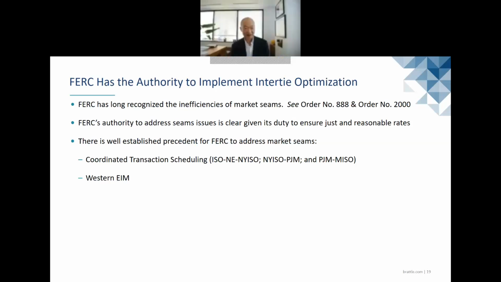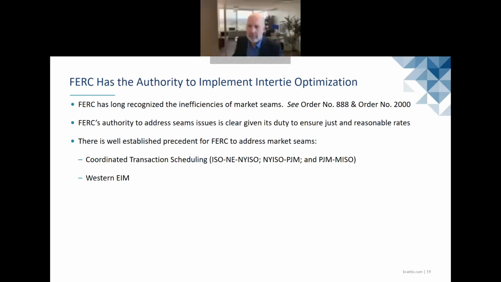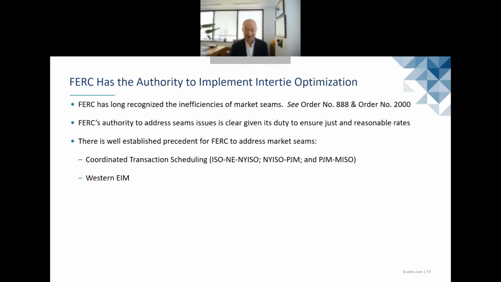Thanks, Hannes. So Hannes has explained the background behind this concept of intertie optimization. As we said, it's not a new concept, and it's not an untested one. And he's also explained the really compelling economic benefits that would flow from intertie optimization. So now let's look at the regulatory case for intertie optimization. FERC has authority under Section 205 of the Federal Power Act to accept proposals that are just and reasonable. So that's the key. Is this proposal just and reasonable?